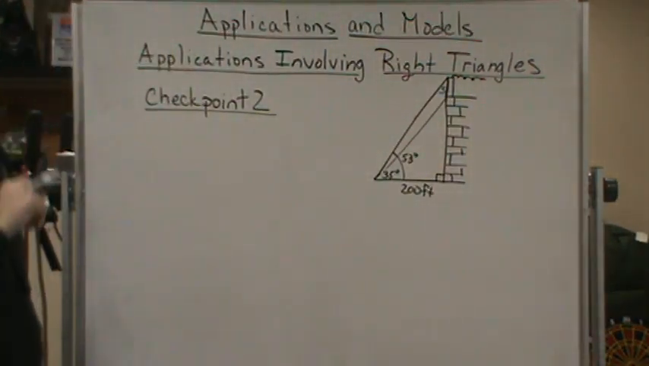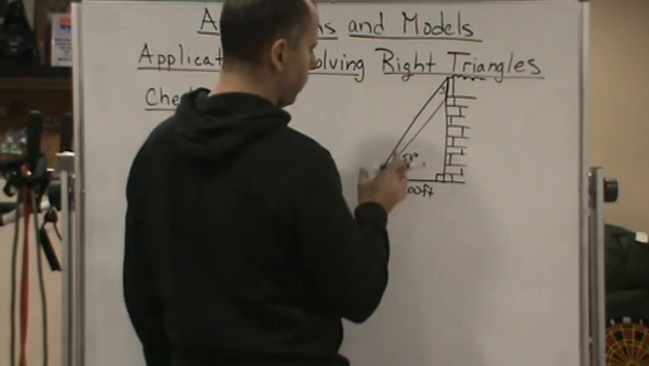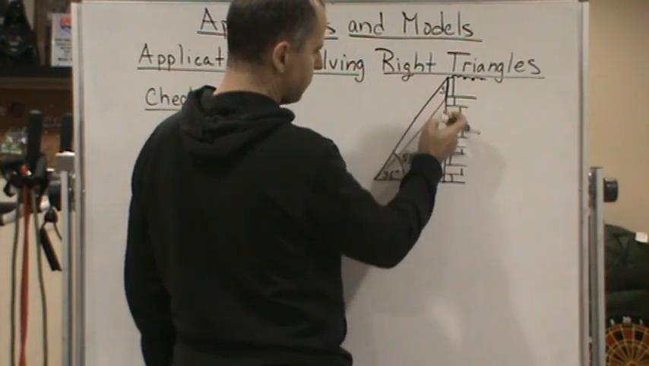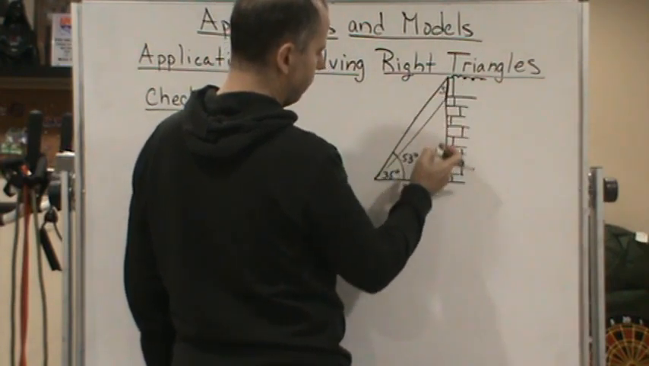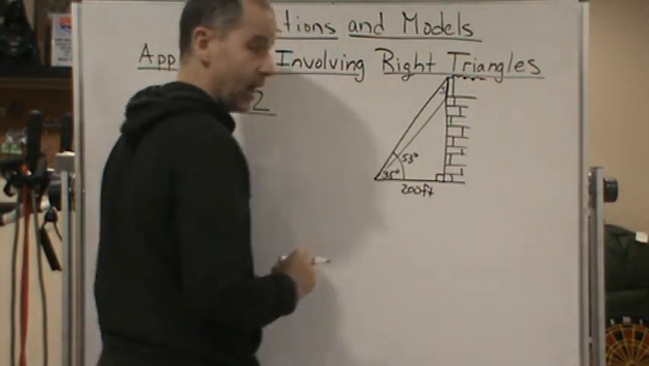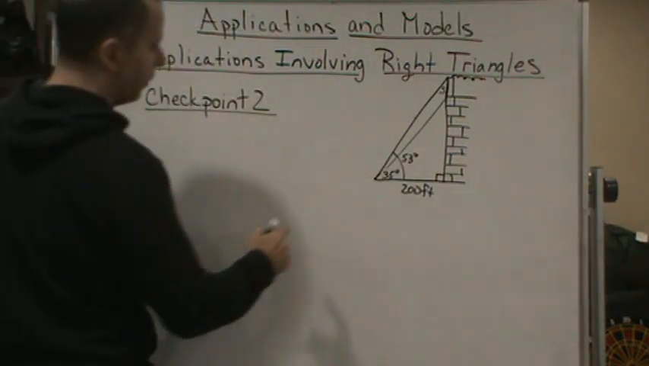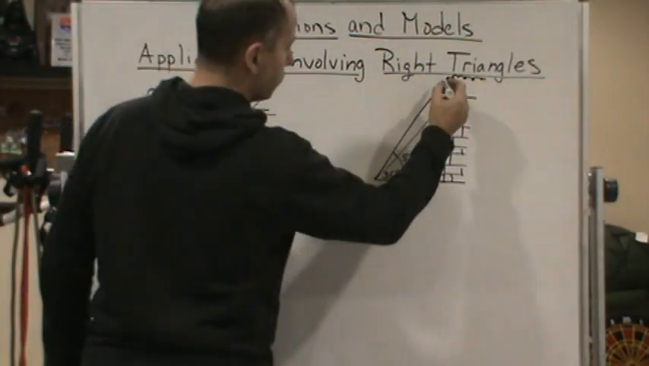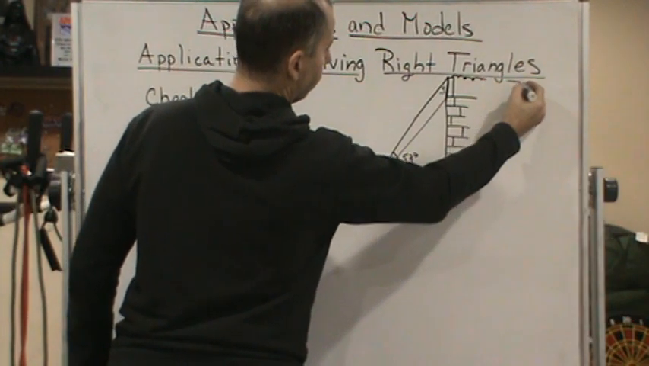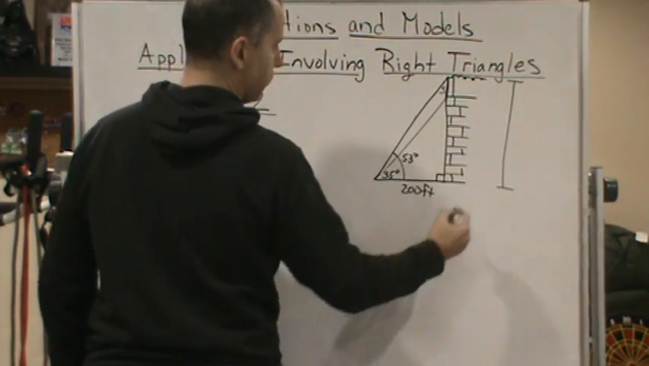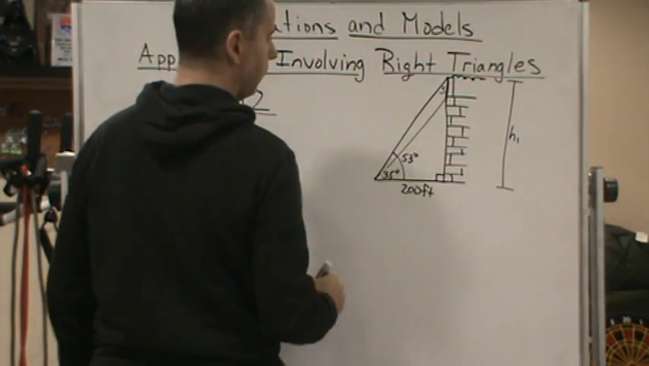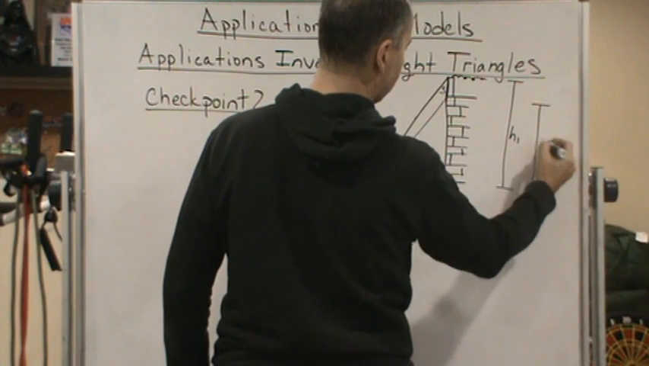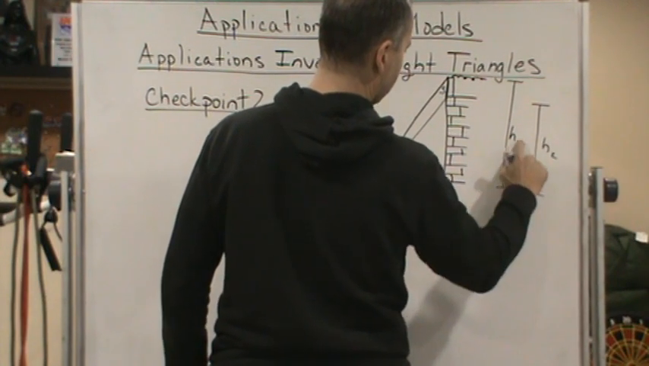So this is a 2-part problem. We're going to use the 2 triangles. We're going to find the length of this leg of the smaller triangle, then find the length of the larger triangle side, and then subtract the 2 values. So let's do the larger triangle first, which will be from here to here. We'll call that H1. And then we'll do the smaller height of the triangle, we'll call that H2.